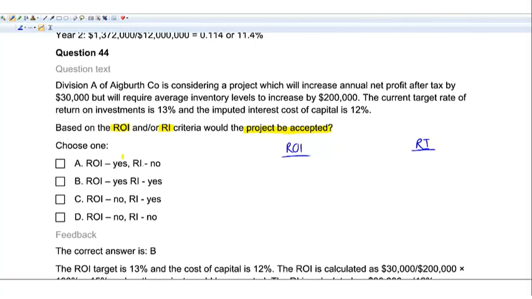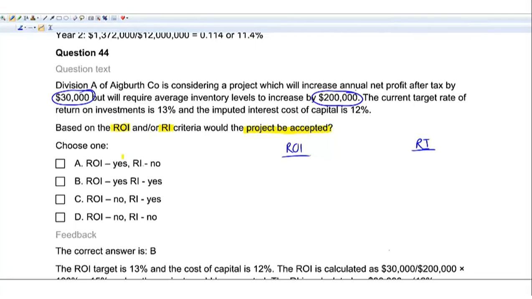Okay, let's read it through together. Division A of Egg Birth Co is considering a project which will increase our annual net profit after tax by 30,000, but it will require average inventory levels to increase by 200,000. So that's the information that we need for return on investment.